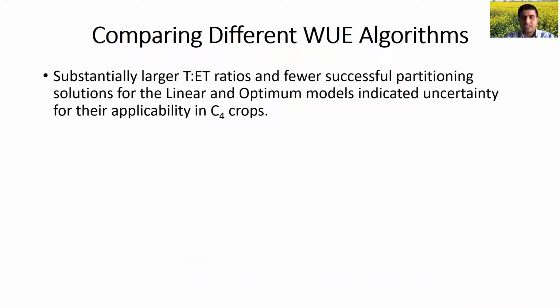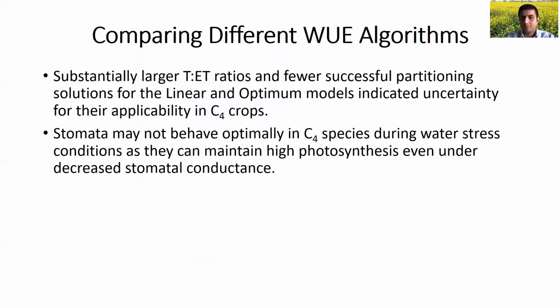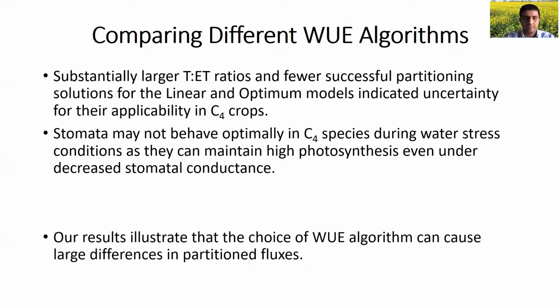Substantially larger T and ET ratios and fewer successful partitioning solutions for the linear and optimum models indicated uncertainty for their applicability in C4 crops. Stomata may not behave optimally in C4 species during water stress conditions or even at higher temperature and VPD, because they can maintain high photosynthesis even under decreased stomatal conductance because of their CO2 enriched mechanisms.